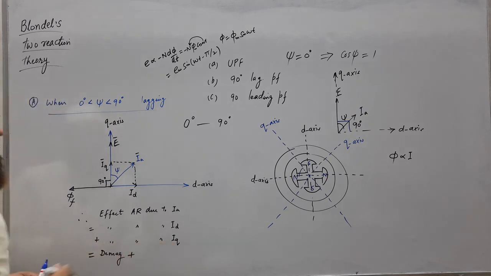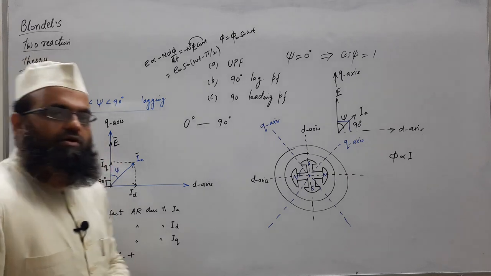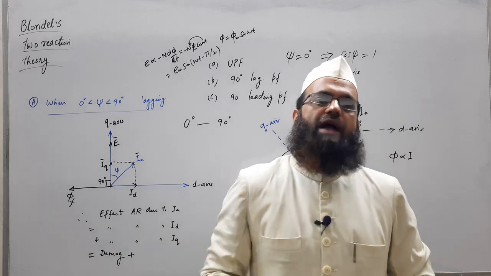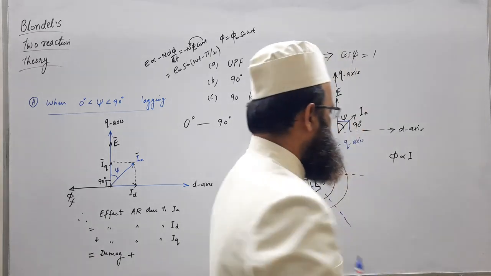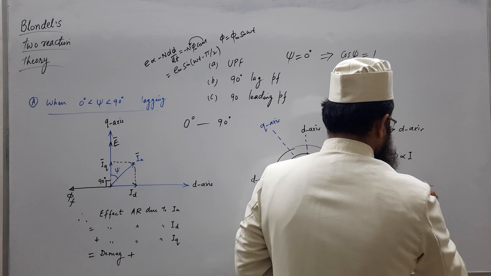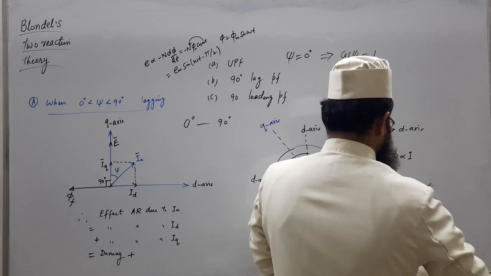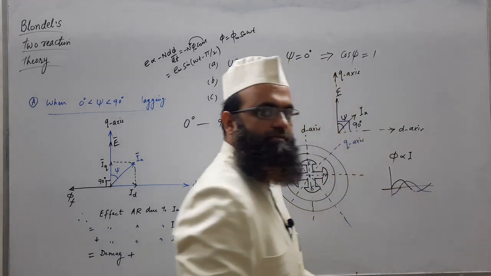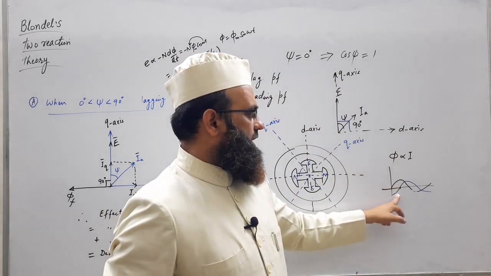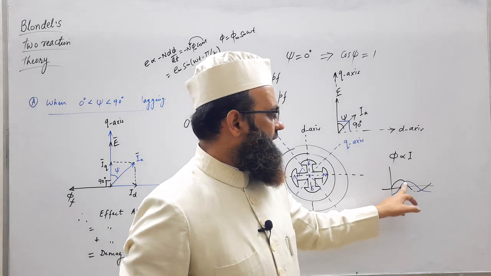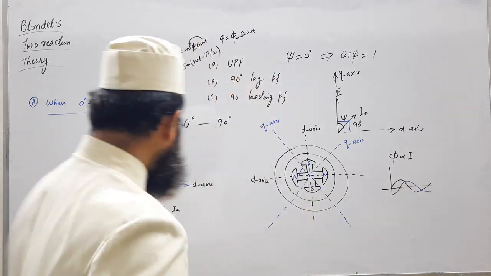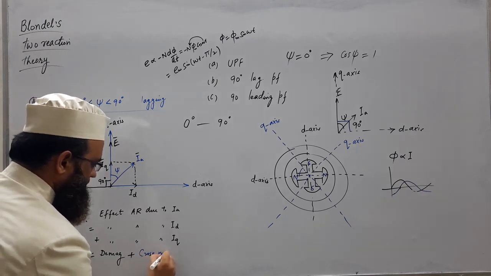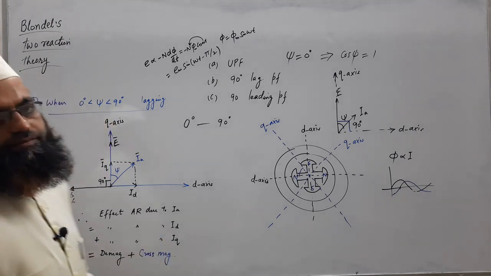plus due to this IQ, which is lagging. So, we have seen in our previous lecture, with the help of the waveform also, we have discussed, if it is lagging by 90 degree, what will be the effect? It will oppose in the leading half and help in the trailing half, that is cross magnetizing. So, we may write cross magnetizing.